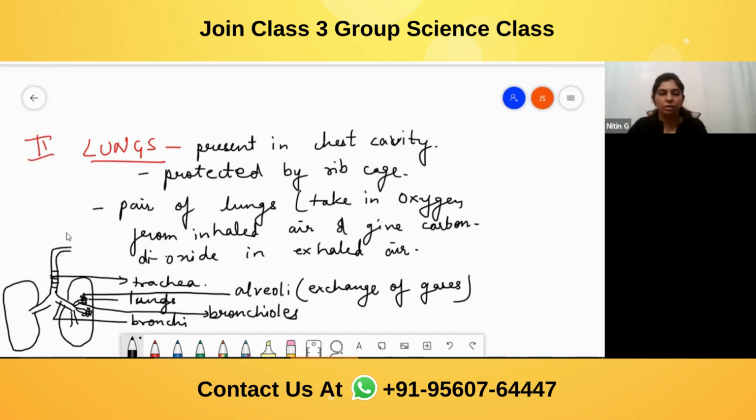We are doing internal organs. The first internal organ, that is the brain, we have already discussed. Now we are on the second internal organ, that is the lungs.